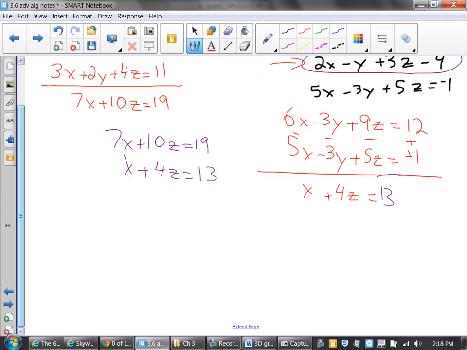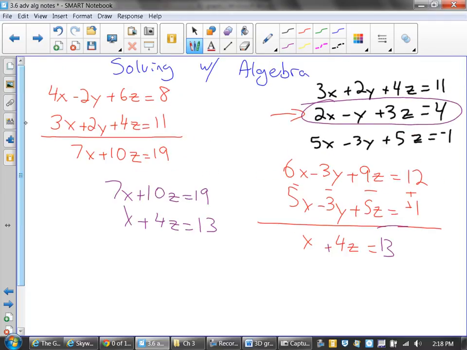Wait, for the second equation that you did, x plus 4z equals what? 13. We had 12 minus a negative 1. So it's 12 minus a negative 1. So that's where we got 13.